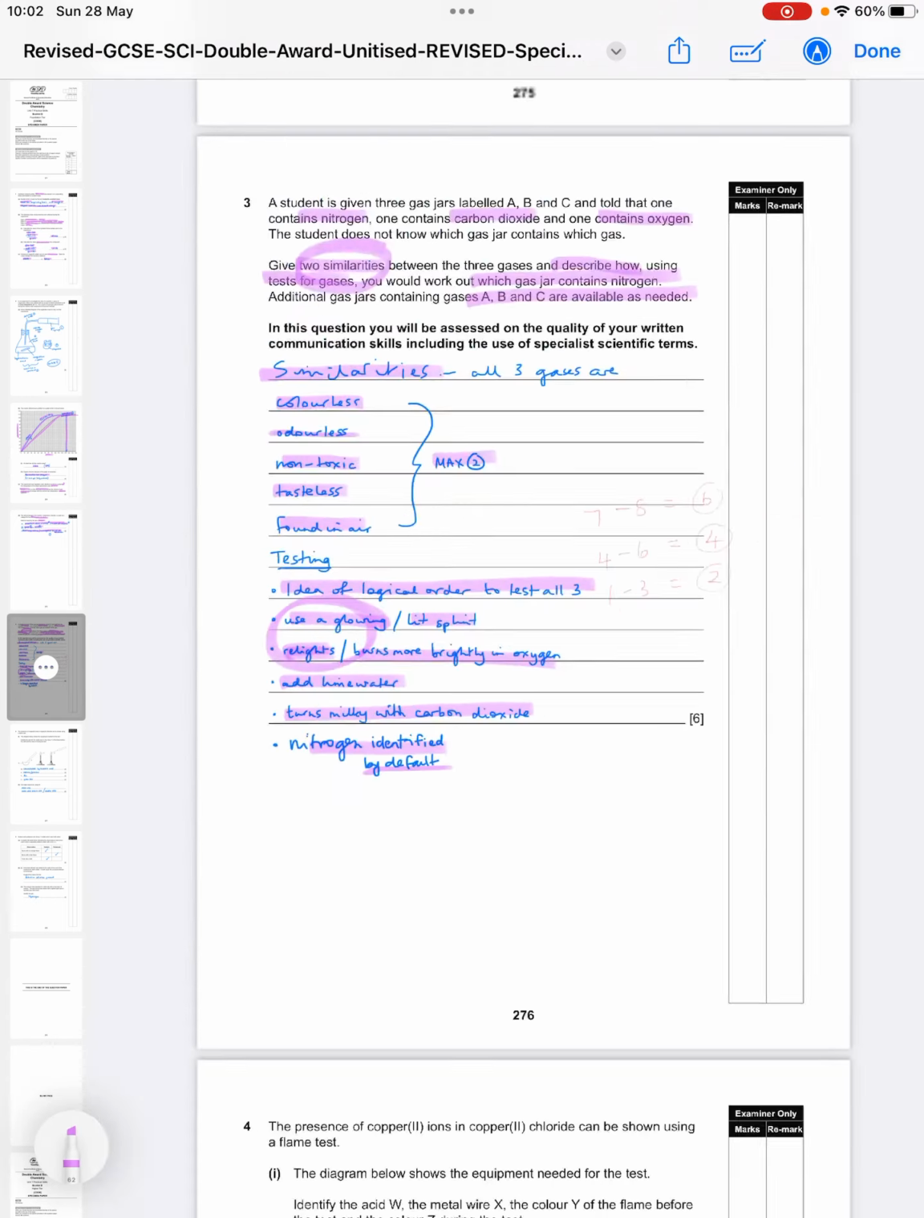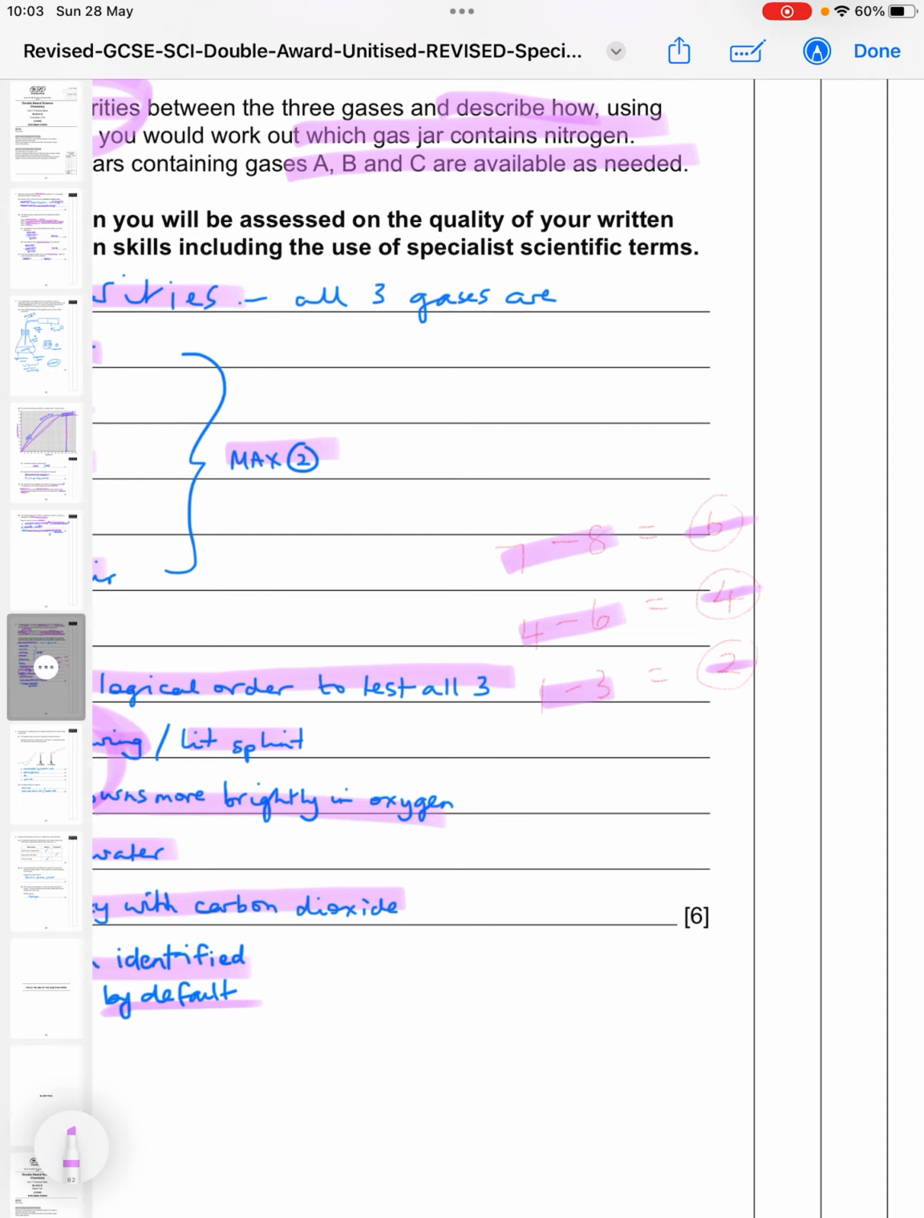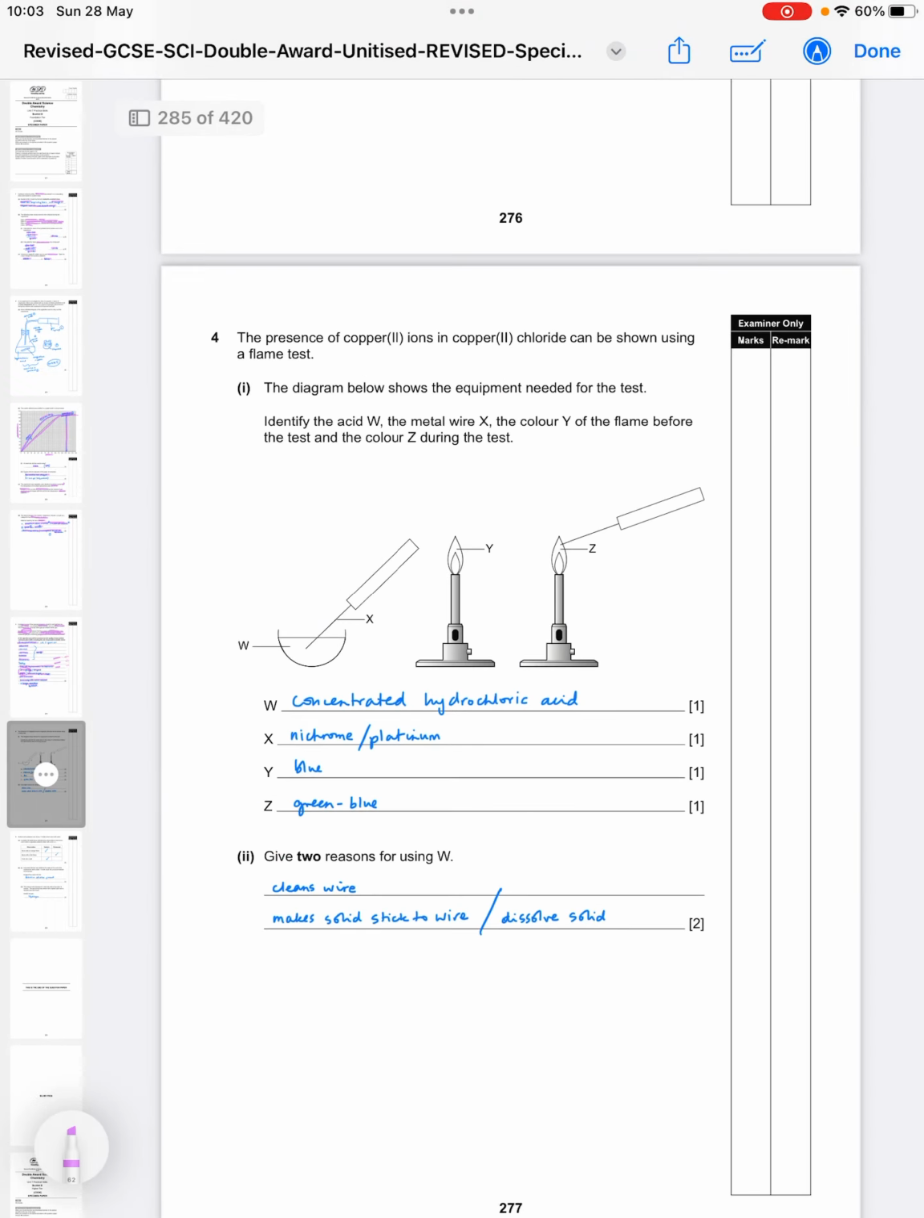Now, in terms of the indicative points, if you had 7 to 8 indicative points, you're getting 6 marks, 4 to 6 is 4 marks, and 1 to 3 is 2 marks there. Okay, on to the next one.